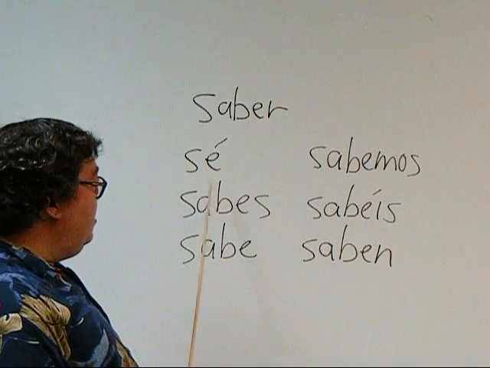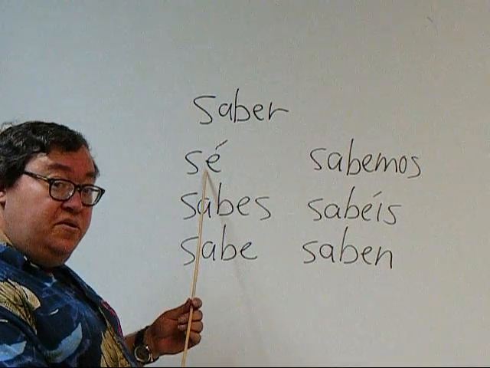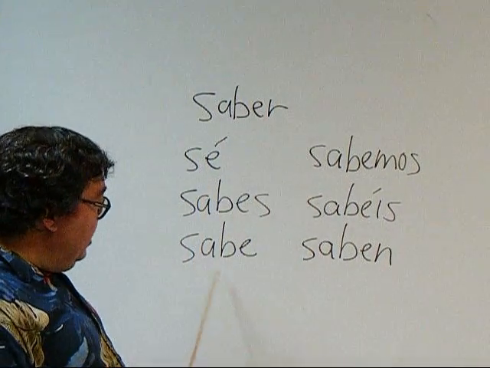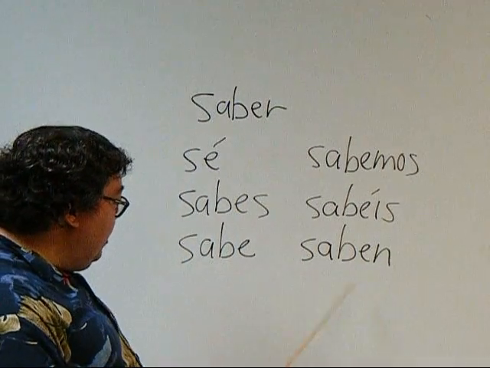The verb saber has an irregular yo form, sé. That means I know. If you want to say I don't know, you would say no sé. But notice that the rest of the verb is just a regular ER verb. It has the stem SAB plus regular ER verb endings.